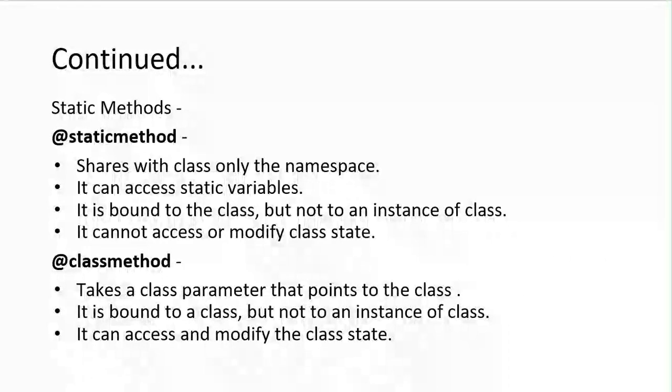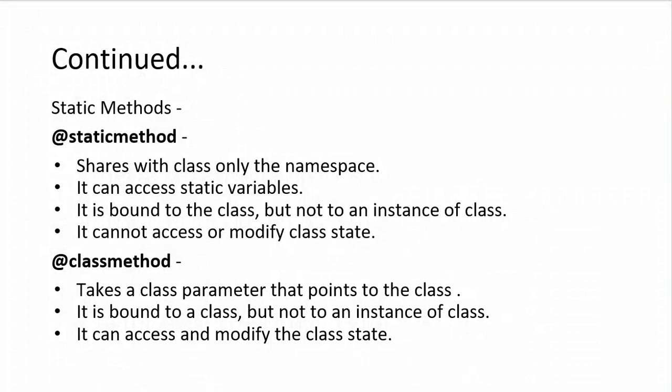Python has two kinds of static methods, and it uses the decorators @staticmethod and @classmethod. Now the static method shares with the class only the namespace, and it can access the static variables. It is bound to the class but not to an instance of the class, and it cannot access or modify the class state. But the @classmethod can access and modify the class state because it takes a class parameter that points to the class.